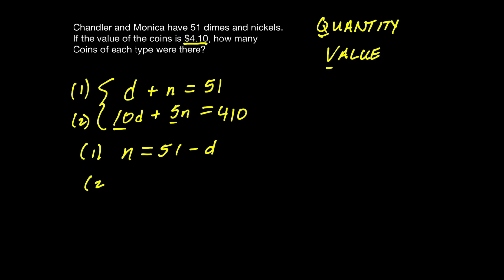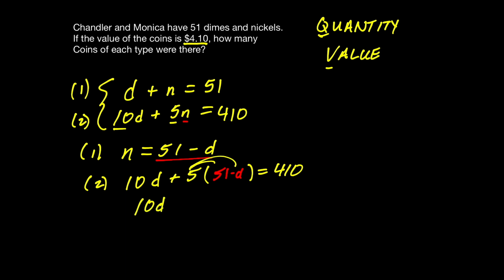So now we go to the other equation, 10D plus 5N. I'm going to substitute in place of the N 51 minus D. And that is still equal to $4.10 or 410 cents. So distribute your 5 here. So that will give us 10D plus 255, right? 5 50s is 250 and 5 1s is 5. So 255 minus 5D. And that is equal to 410 cents still.